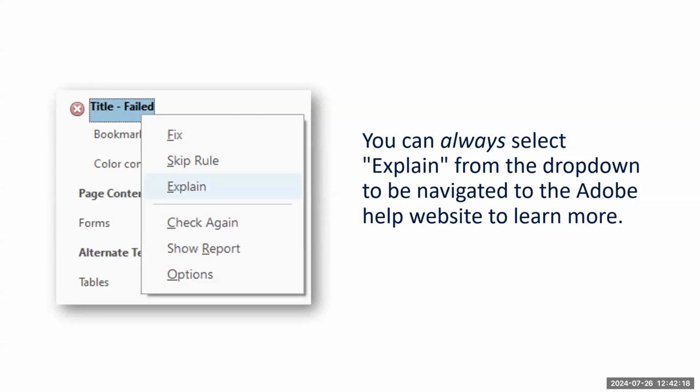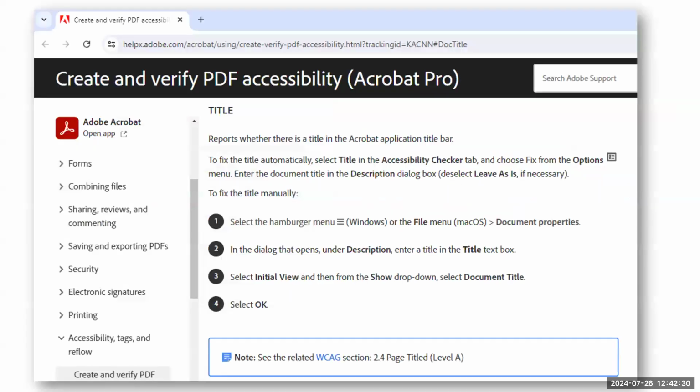Or you can always select Explain from the Adobe dropdown to be navigated to the Adobe Help website to learn more. When I select Explain on that same error, it opens this page in my browser. This is the Adobe Help site, and it has explanations for every aspect of accessibility, walking through how to make a fix manually. This is a great resource, especially if you're new to the process.